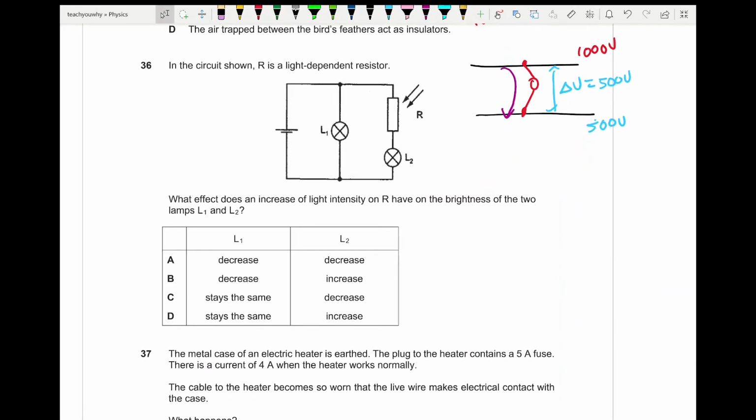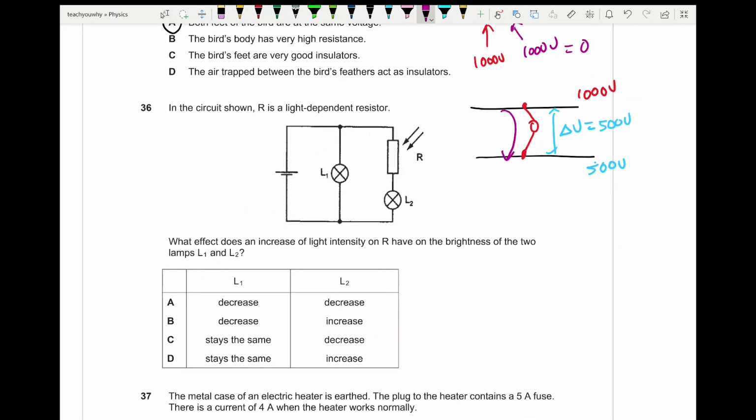Question 36. In the circuit shown, R is a light dependent resistor. What effect does an increase in light intensity on R have on the brightness of the two lamps L1 and L2? What we're going to learn is that when the light increases, R will decrease. For light dependent resistors, when the light increases, the resistance decreases.